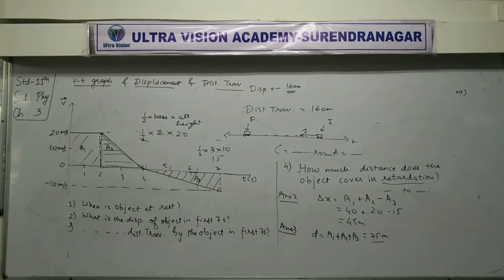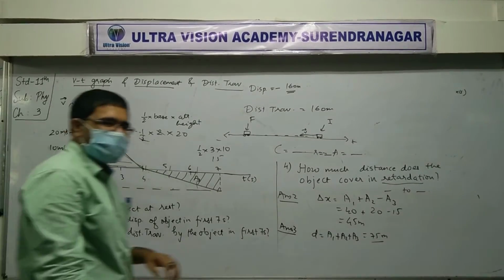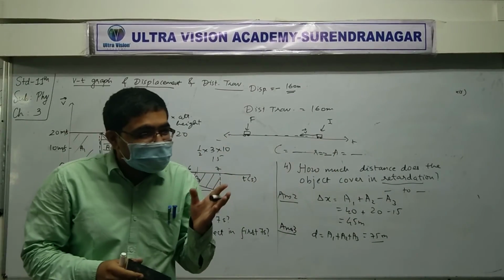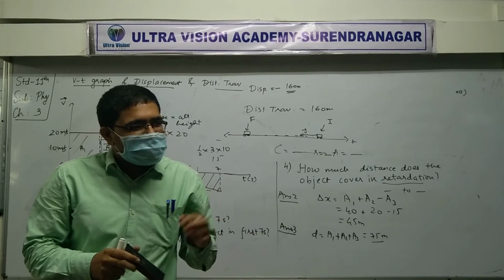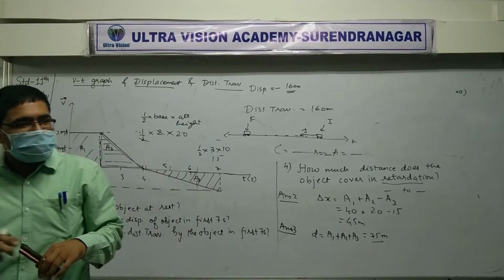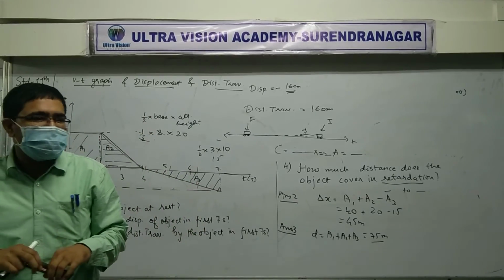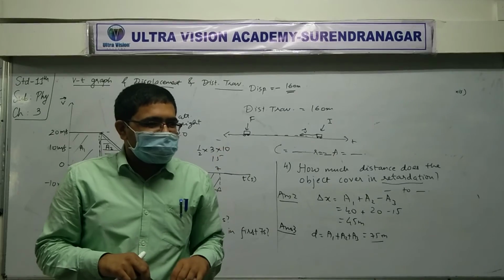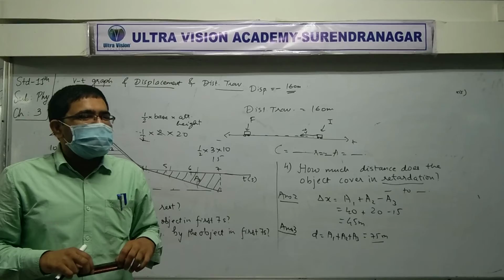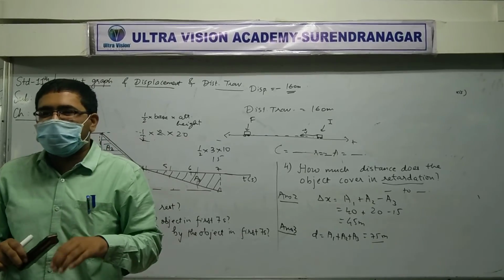Okay, yes, Hiral. Acceleration vector is equal to delta v vector upon delta t. Acceleration is delta v upon delta t. Delta v vector upon delta t. Still wrong. dv vector upon dt. Acceleration is dv vector upon dt.